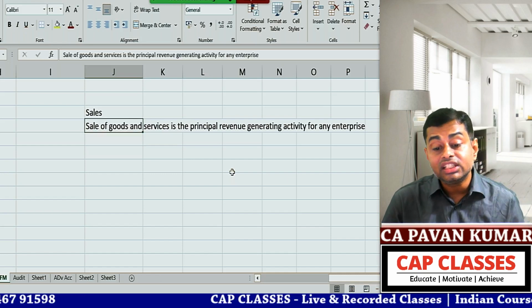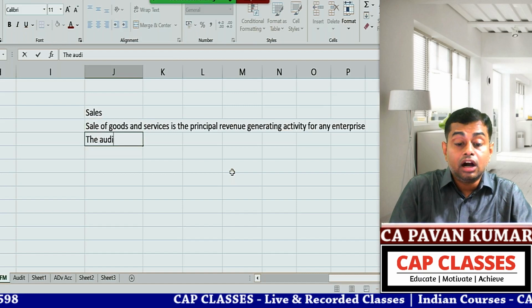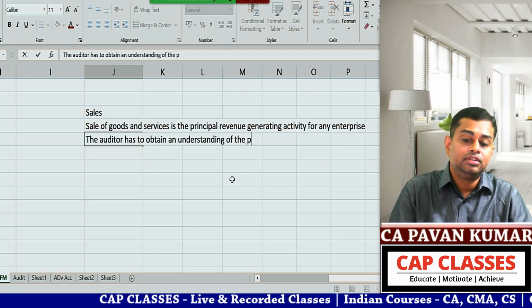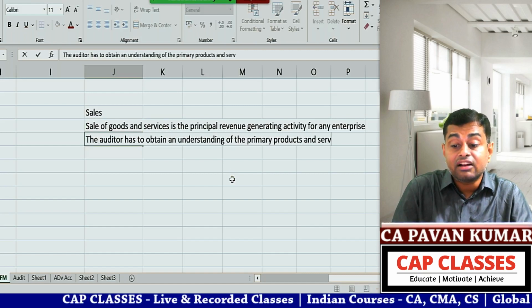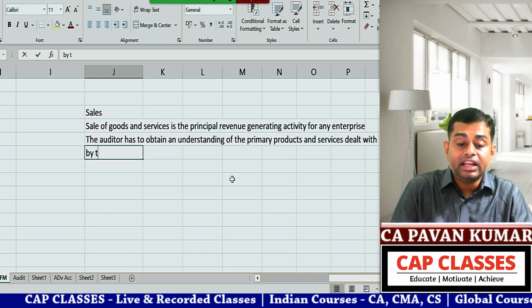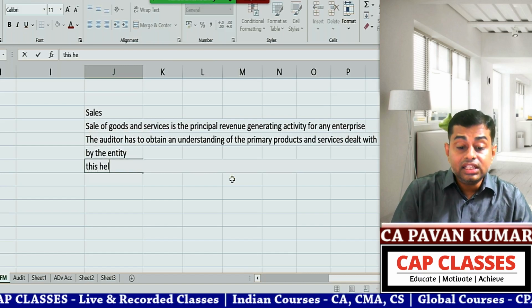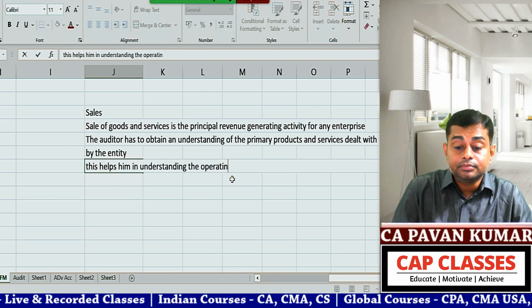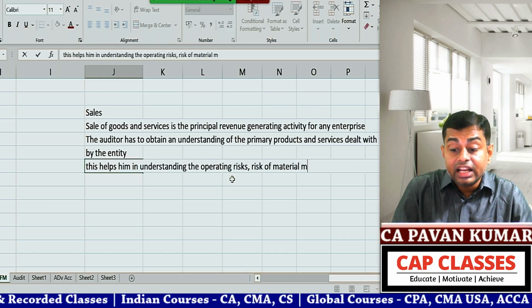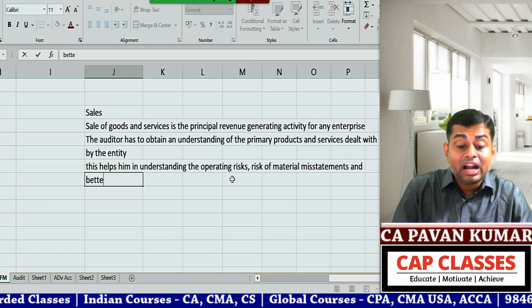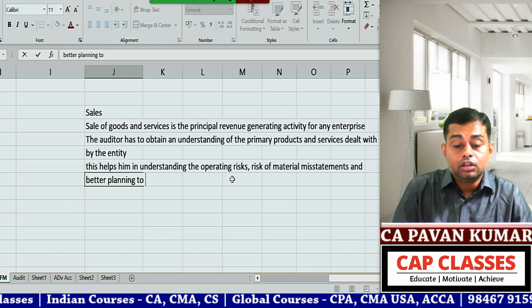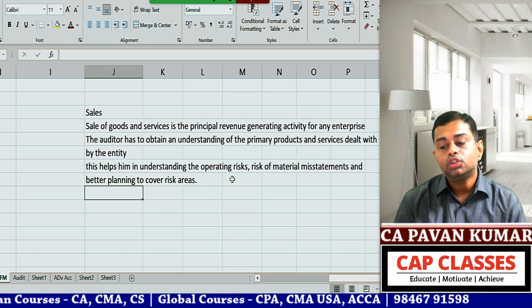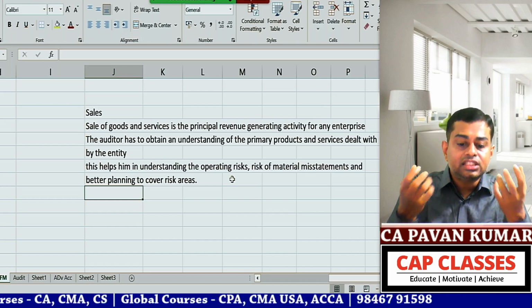So sale of goods and services is the principal revenue generating activity of the enterprise. The auditor has to obtain an understanding of the primary products and services dealt with by the entity. This helps him in understanding the operating risks, risk of material misstatements, and better planning to cover risk areas. So this kind of introduction, you should develop this vocabulary.